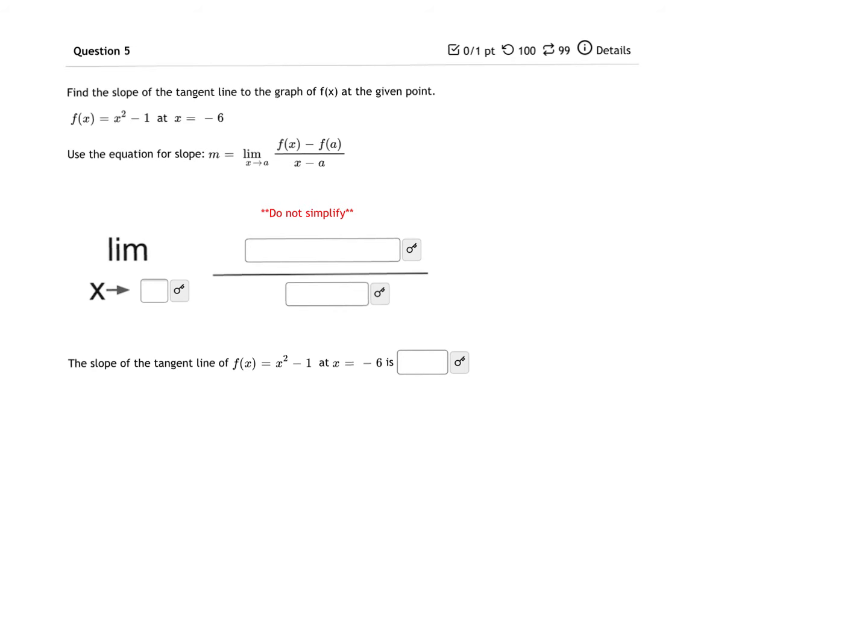So the first thing I'm going to do is fill out my limit. Because I'm looking at the point where x is equal to -6, I want x to approach -6. Then on bottom, that makes this x plus 6, because you are really doing x minus a, which is -6, so that's x plus 6. On top, you're going to have x squared minus 1, and then minus, I'm going to put in for a, -6, so f of -6.